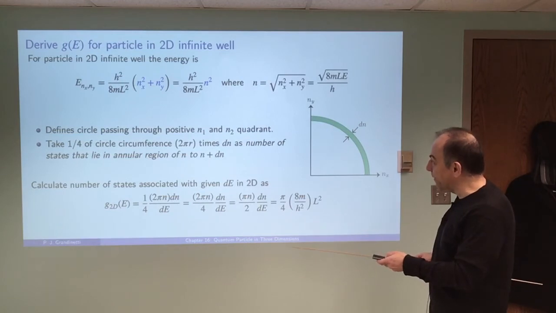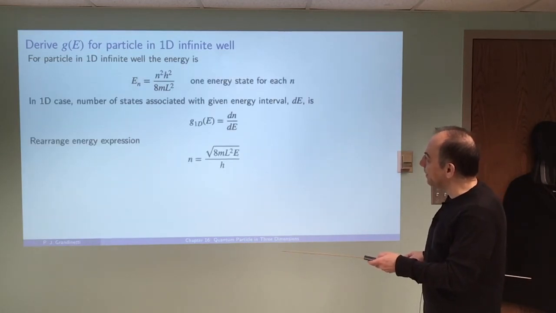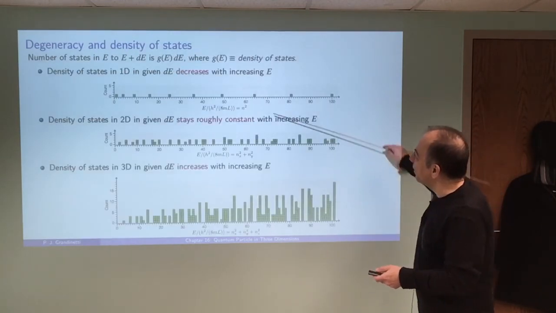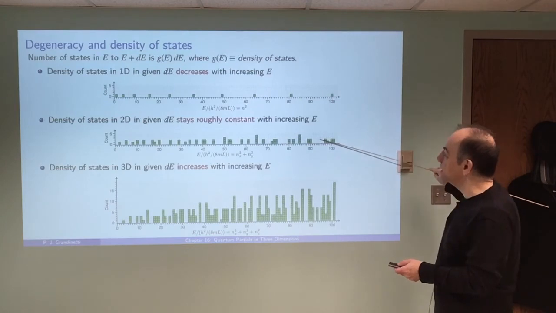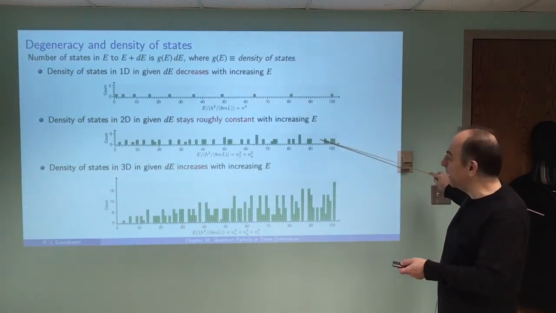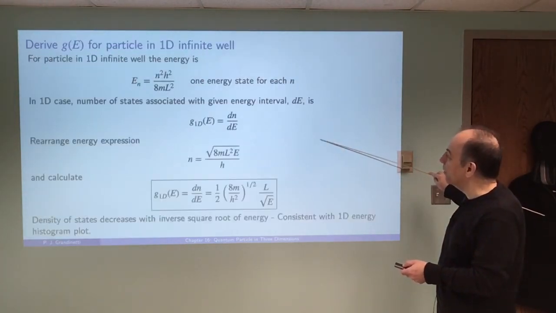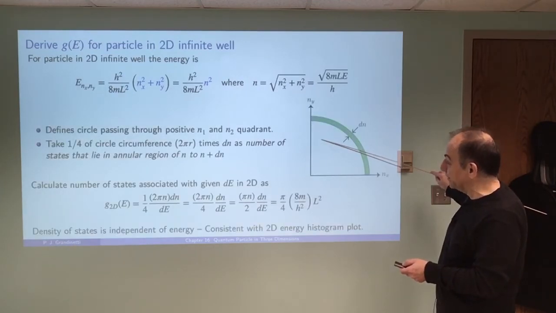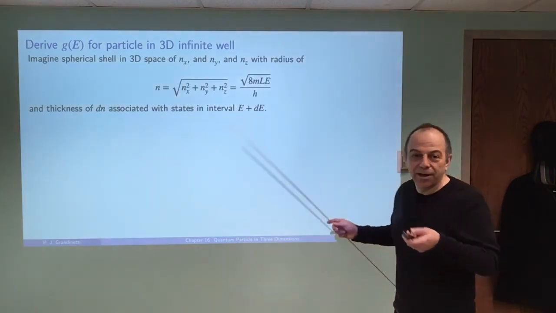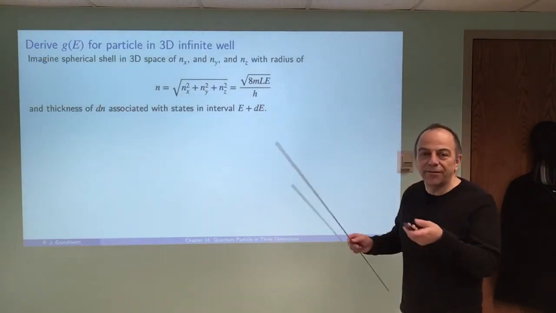So if we go back real quick, then we saw that here the density of states is decreasing with 1 over the square root of the energy. Here the density of states seems to not matter, seems to be independent of the energy. So now we move to 3D. I'm not going to draw the picture in 3D, but it's going to be very similar.